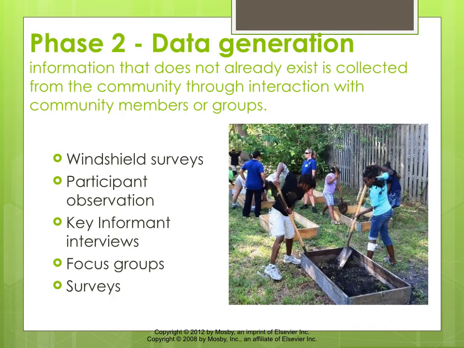Data generation, then, is about information that does not already exist, but it's collected from the community and with the community. So there are a number of different methods that we use to actually collect data or generate information. The windshield survey is the first one. By driving a vehicle around the community and observing things in the community, you can get a really good idea about one aspect of community health.